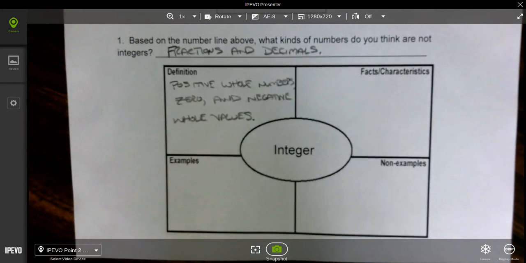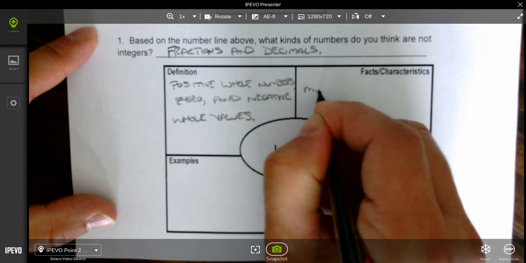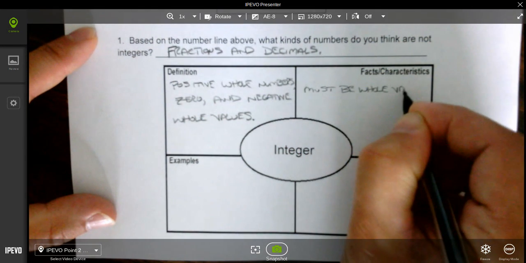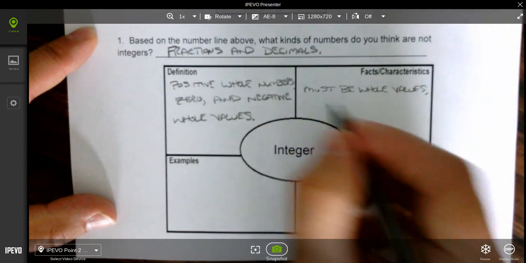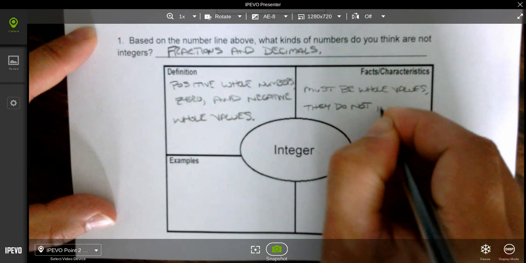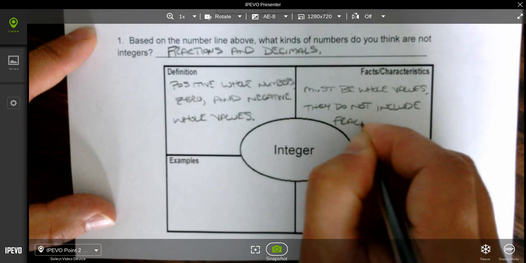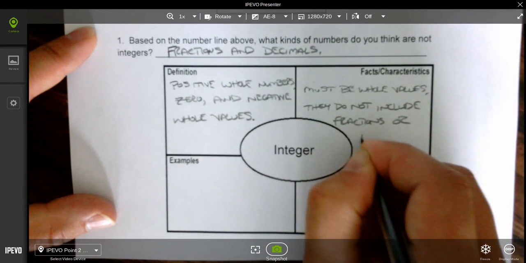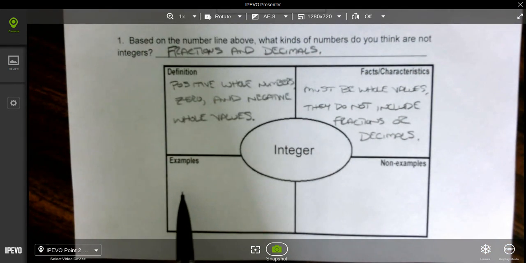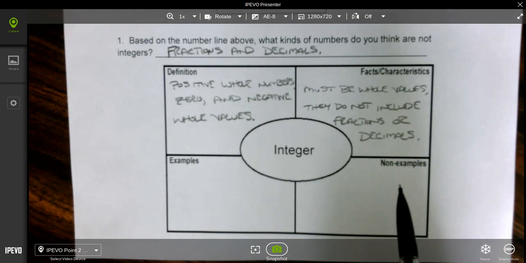Some facts or characteristics that are true about all integers: they must be whole values, and they do not include fractions or decimals. What we're going to do underneath is give examples of integers in this box. And then over here, we're going to give examples of numbers that are not considered integers.